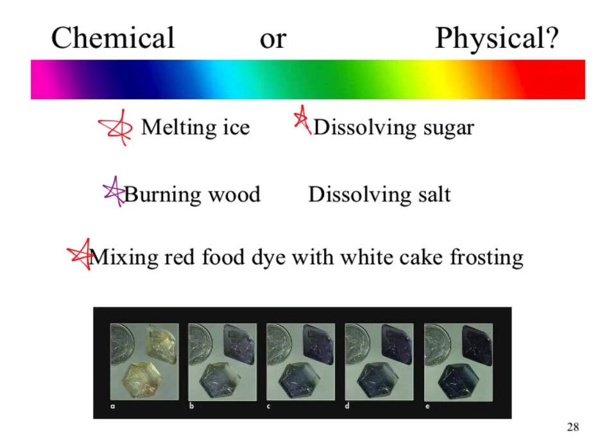Now let's look at the two challenging ones. How about the bottom one? What's happening? Anybody tell? Okay. That crystal is changing colors. We're going from a yellow to kind of this purpley color. Okay. Why are you saying chemical? Color change, but wasn't white cake frosting?